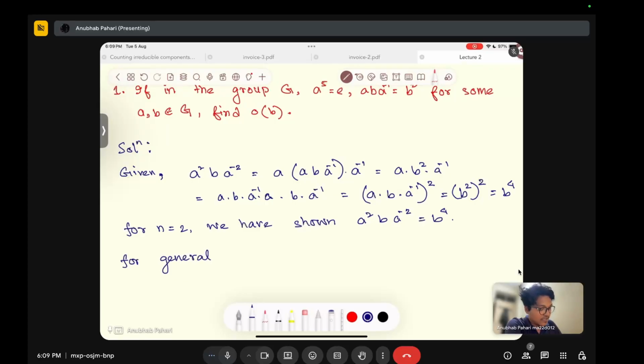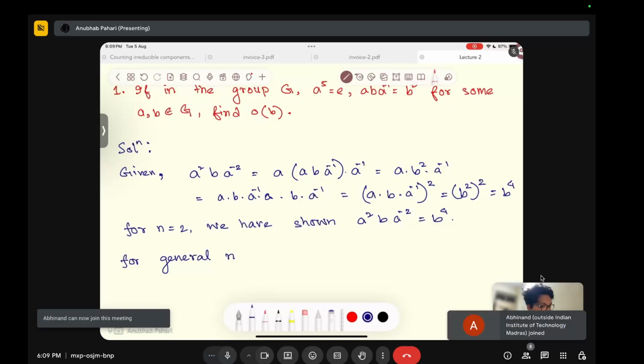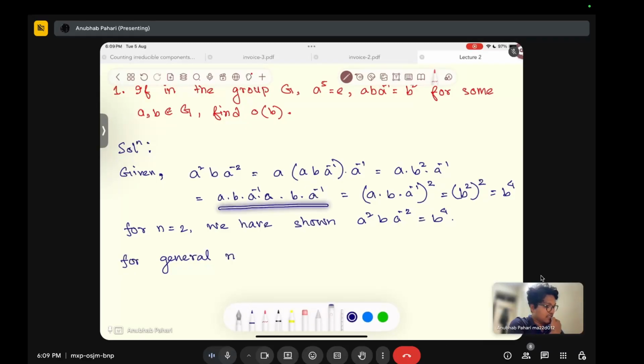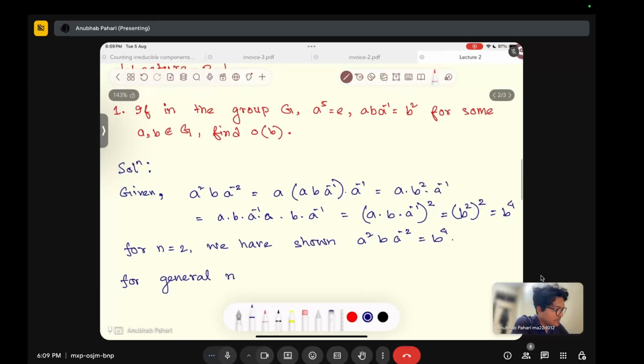Excuse me, sir. How did you write the step in the second line? The first step in the second line: a dot b dot a inverse dot a dot b dot a inverse. How did I write this? Yes, sir. Let me be more specific. From here I can write this, right? And from here, now you see that this is now just e. Okay, I got it, thank you, sir.